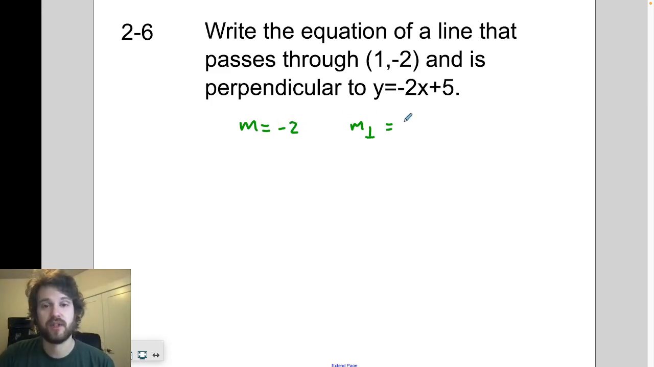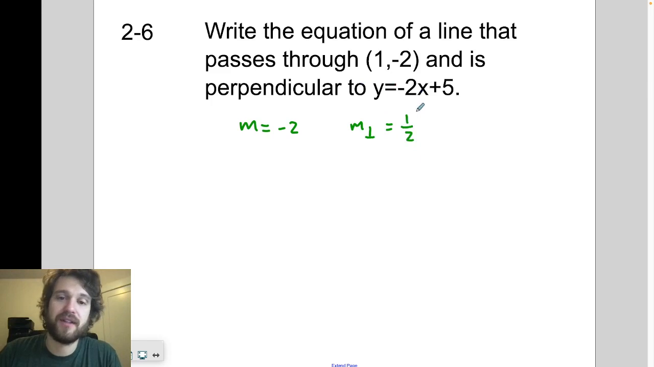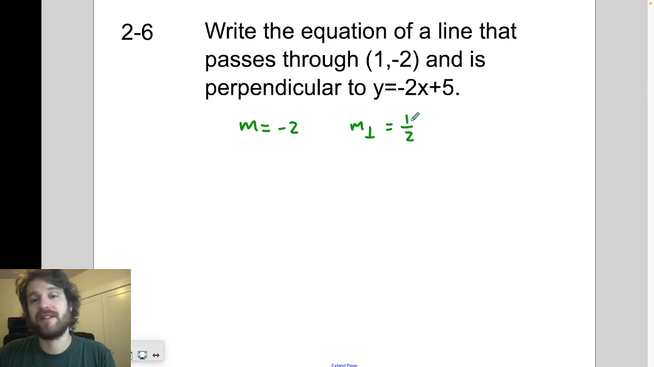Since it's negative, we change it to positive, and we do the reciprocal of 2. The reciprocal of 2 over 1 is 1/2. So the line that is perpendicular to this line must have a slope of 1/2. But this new line must also travel through the point (1, -2). There are two ways to do this. I find that point slope is the easiest.